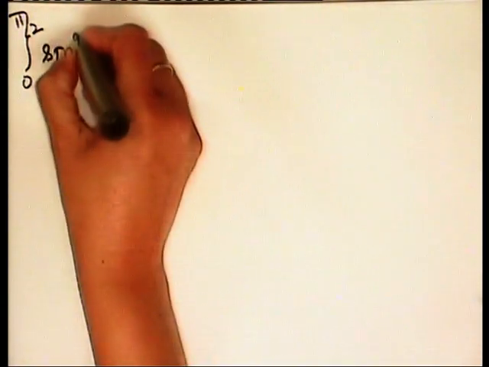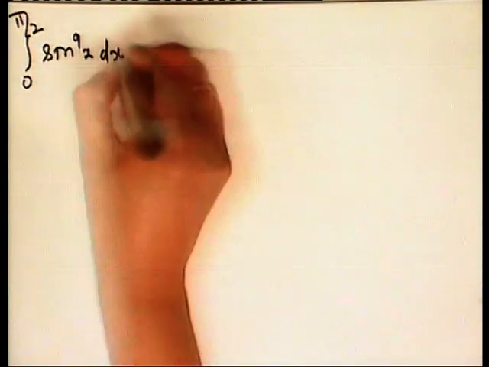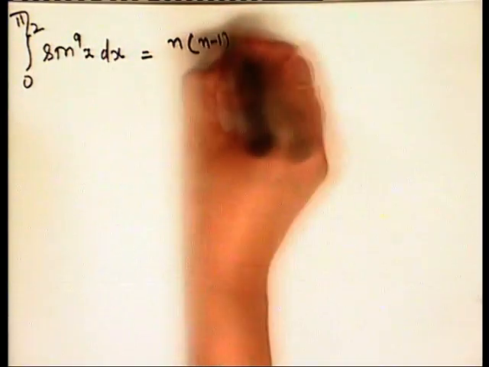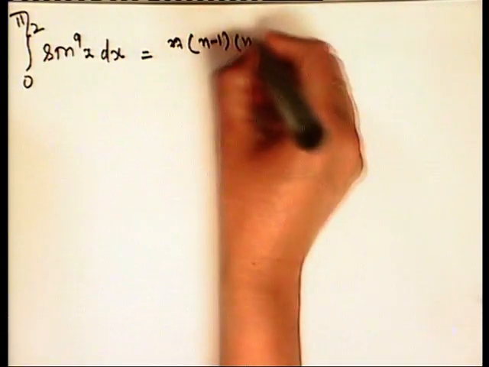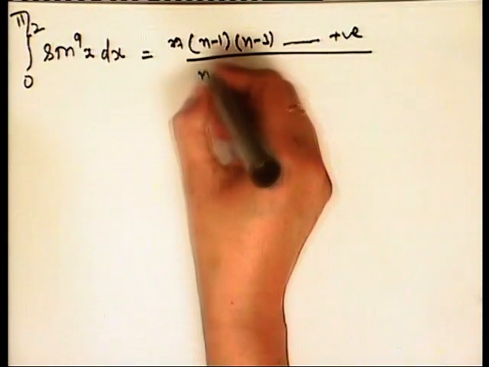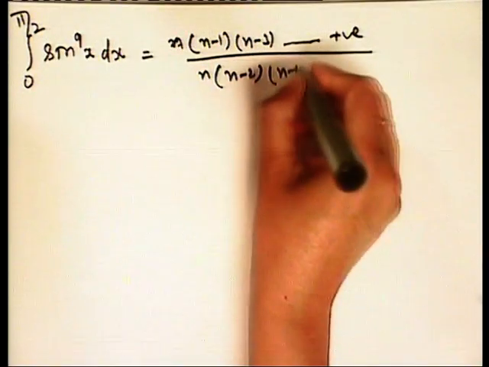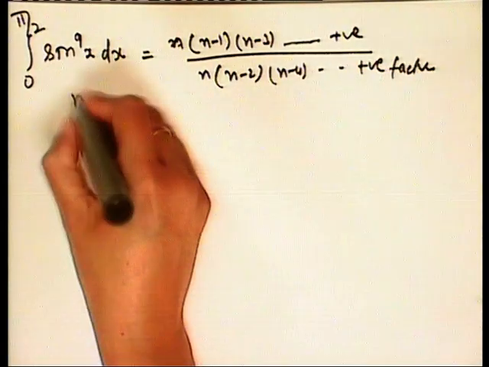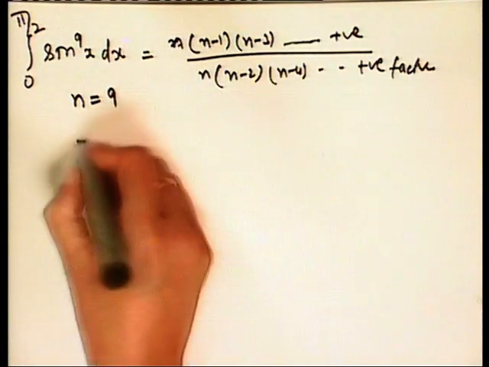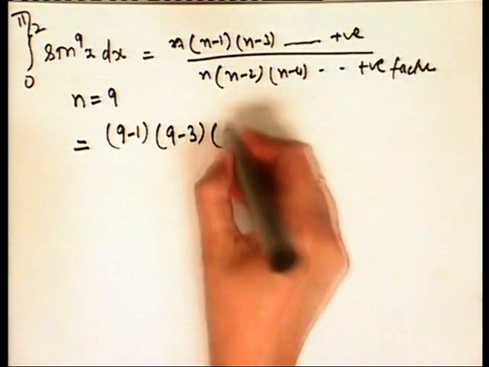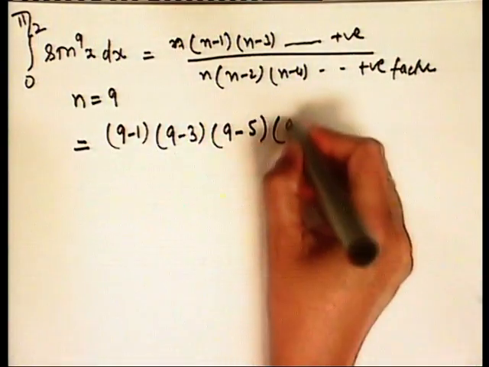integral from 0 to pi by 2 of sin 9x dx. Our formula is n minus 1, n minus 3 up to positive factor upon n, n minus 2, n minus 4 up to positive factor. Here our n is 9, then we get 9 minus 1, 9 minus 3, 9 minus 5, 9 minus 7.